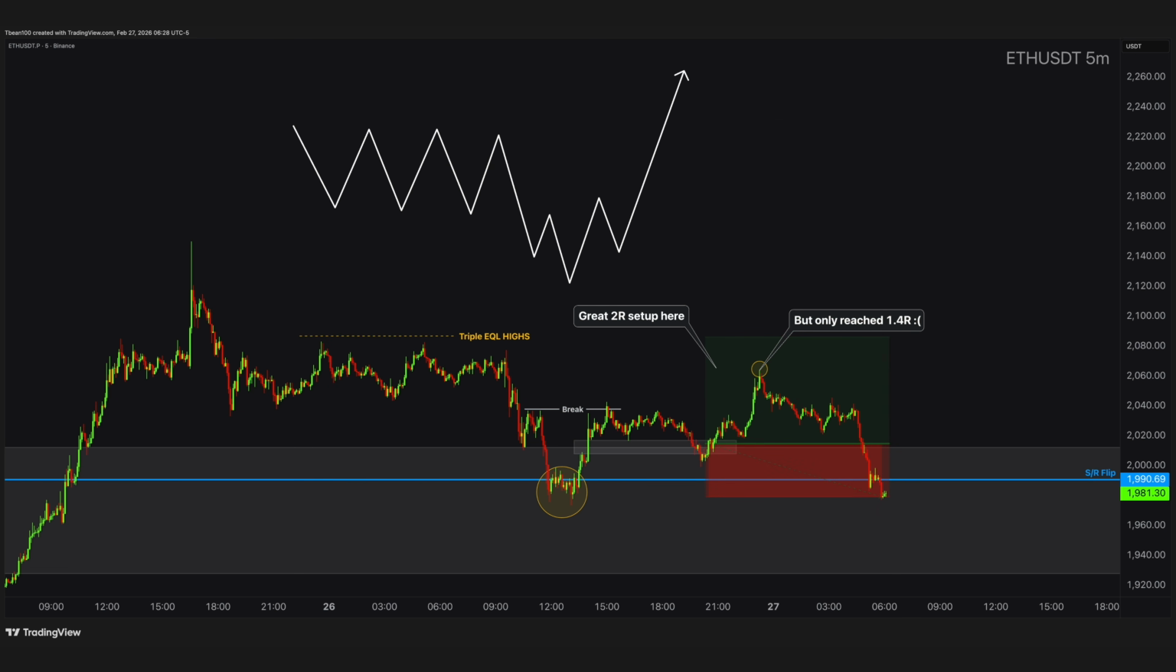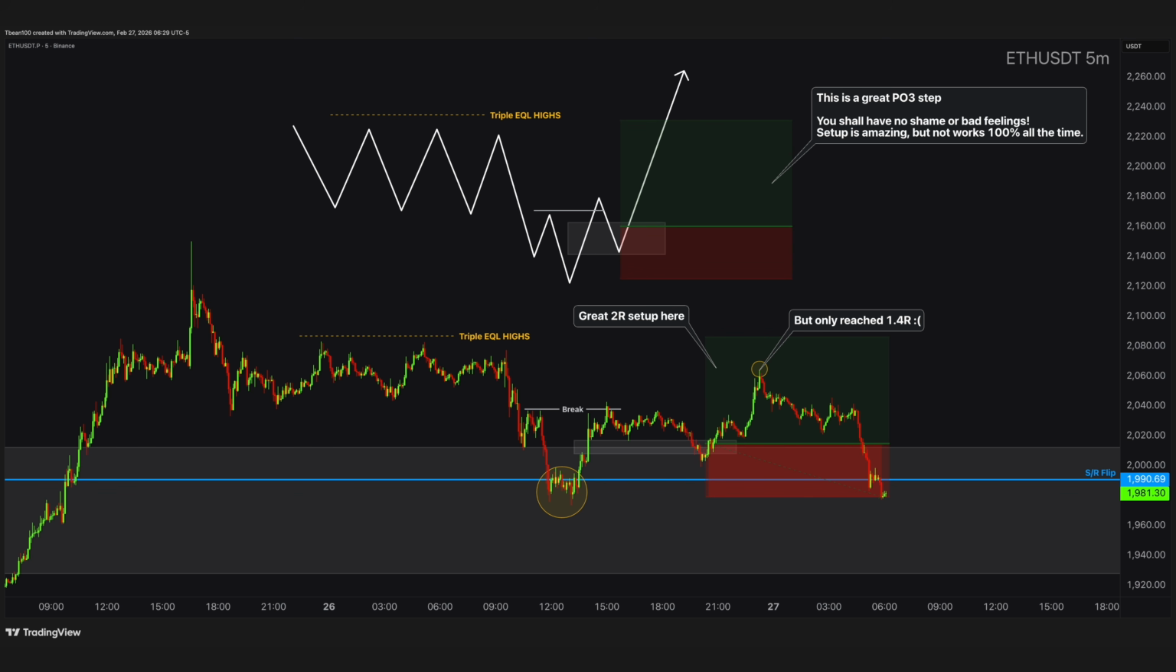What you are seeing here is basically an inner power of 3, or PO3, playing out. You have your target clearly defined and you have your internal structure shift. So altogether, this is just the accumulation phase, manipulation phase, and expansion phase of the PO3 model. In this specific example, it did not fully play out, and the setup ended up failing.